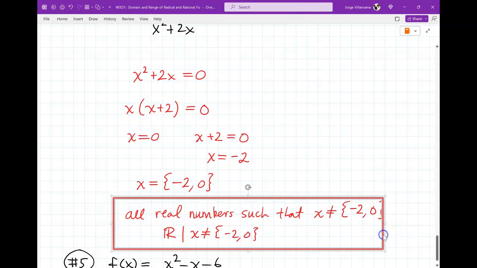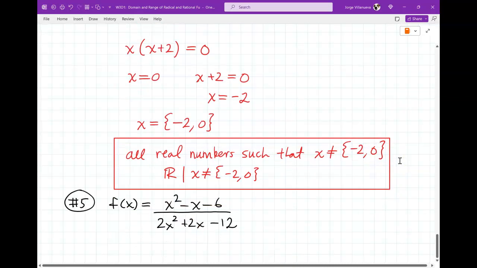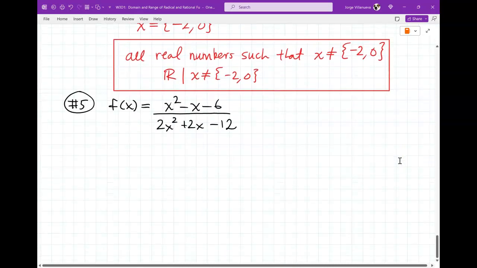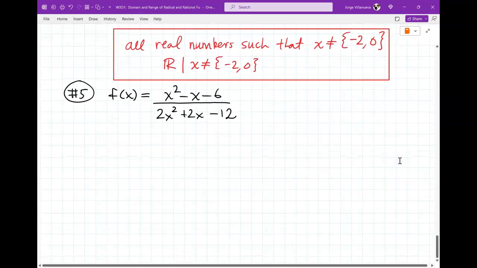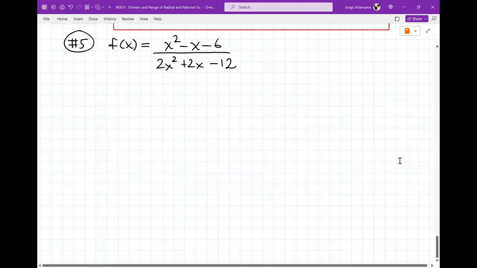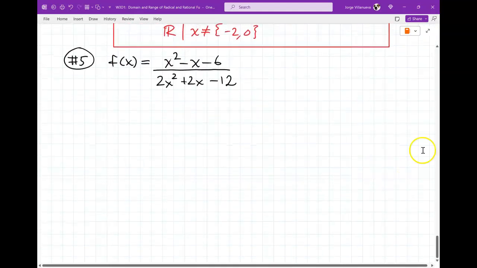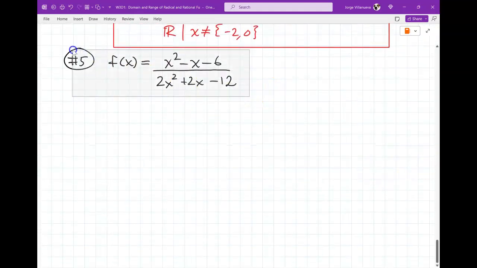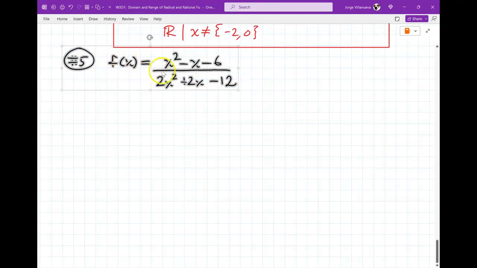Let me fix this part right here. So here's the last one. Like I said, little by little, they can get a little bit more complicated. So this is going to be probably the most complicated type of problem that you would see. I'm going to move this down a bit. Give me a second.